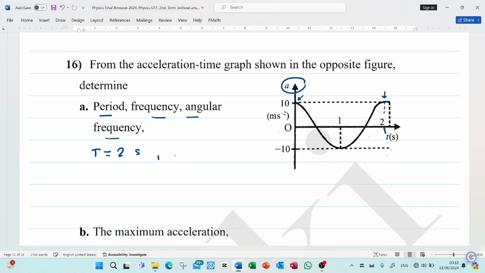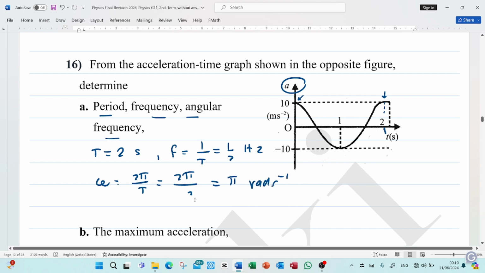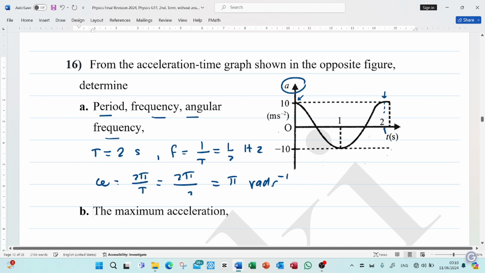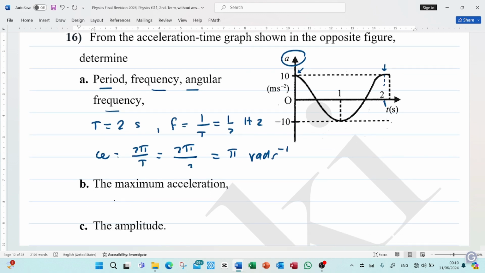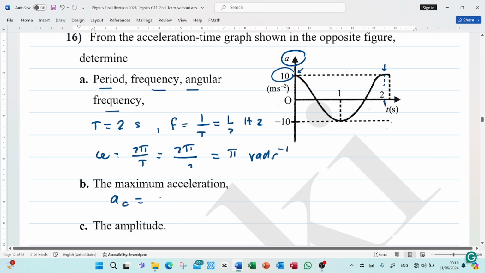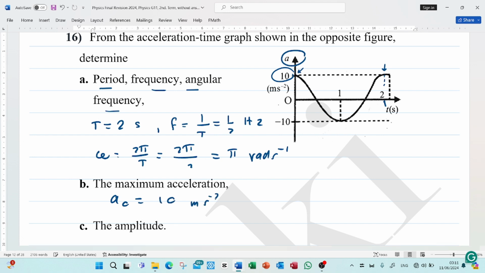What is the relation between frequency and time period? It's 1 over time period, so it's half hertz. Angular frequency omega equals 2 pi over time period. So it's 2 pi over 2, which is pi radian per second. Now, the maximum acceleration is direct from the graph. A naught, the maximum acceleration, equals 10 meter per second squared.